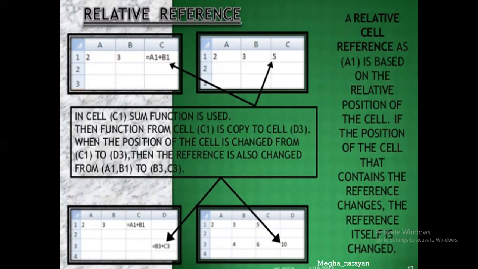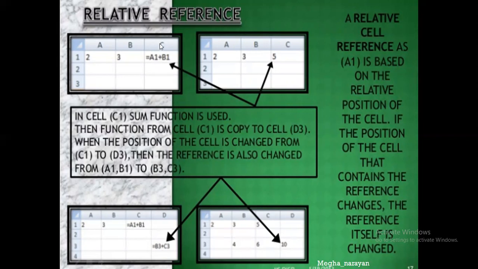Why is it changed? Why do these cell addresses change? The answer is that the position of the cell is changing. Earlier it was A1, B1. Now you are copying the formula to another cell. The position of the cell is changing to C1 and D3, like you can see in this box, C1 and D3. And therefore, the referencing also changed.